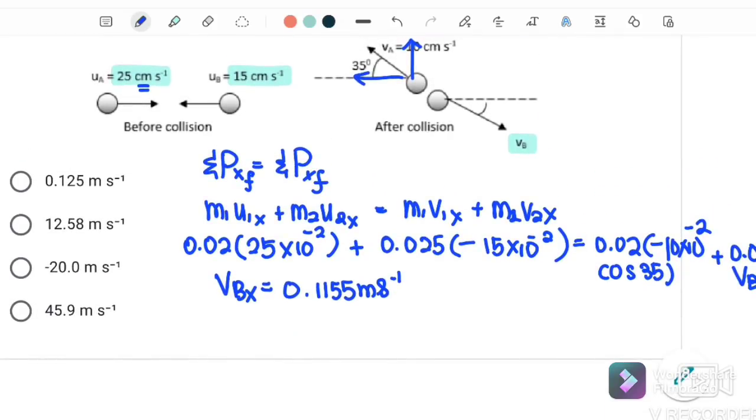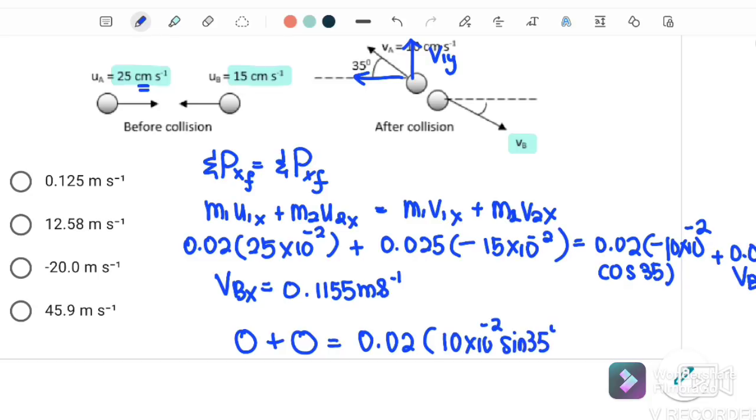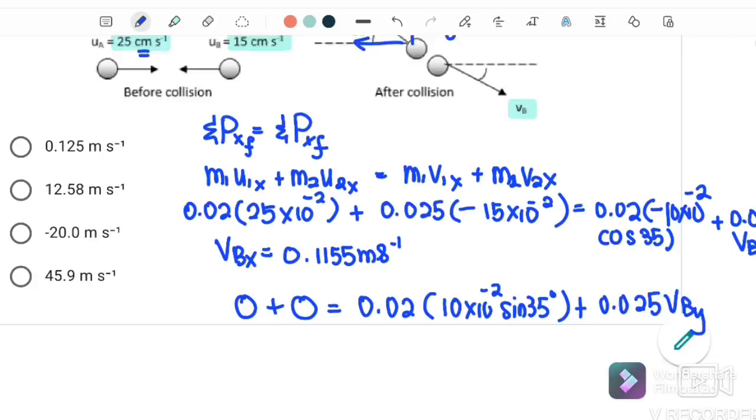Next, we go to the y-axis. For the y-axis, initially ball A and ball B are moving left or right, meaning they only involve the x component. So initially, there is no y component involved. After the collision, ball A is moving upward, so this is your v1 y component. We can write 0.02 times positive 10 exponent negative 2 sin 35 degrees plus 0.025 VB for the y component.